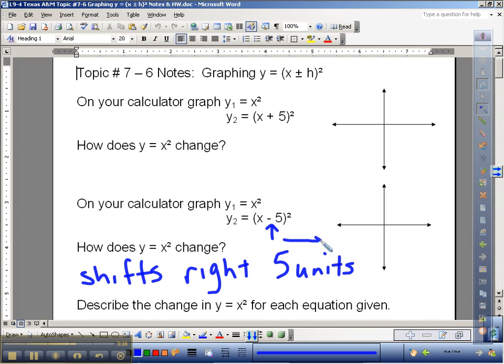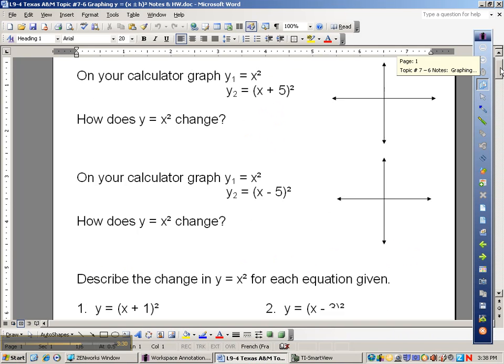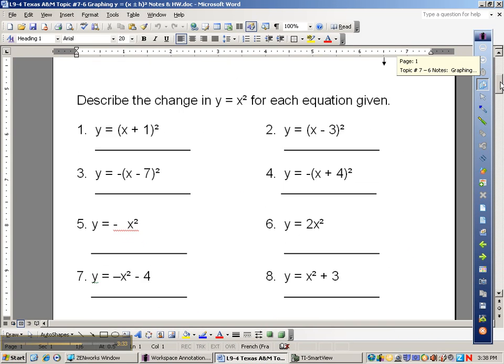So take a look at that sign. It shifted it that way. It kind of does the opposite of what you expect. That positive sign right there made it shift this way. The negative sign made it shift that way, in the positive x direction, kind of backwards of what you would expect to happen.